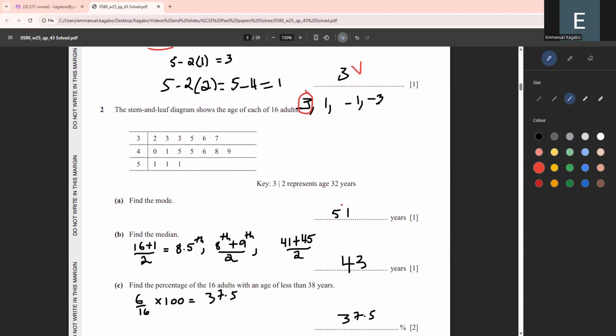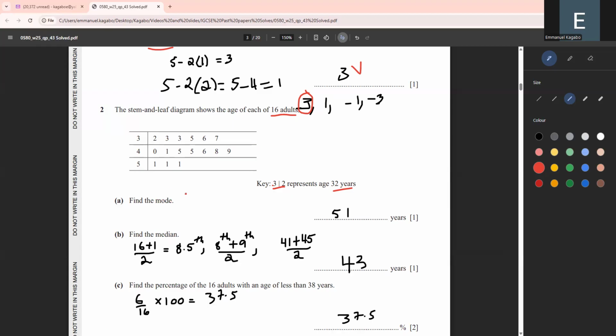Good. Question 2. Now, for question 2, this is a stem and leaf diagram. It's a part of statistics. So the numbers are arranged here. You need to see the key given. Where you're seeing 3 | 2, it means 32 as the number of years for 16 adults. Those are the key important things you need to know whenever you're interpreting any question. Then they said find the mode.